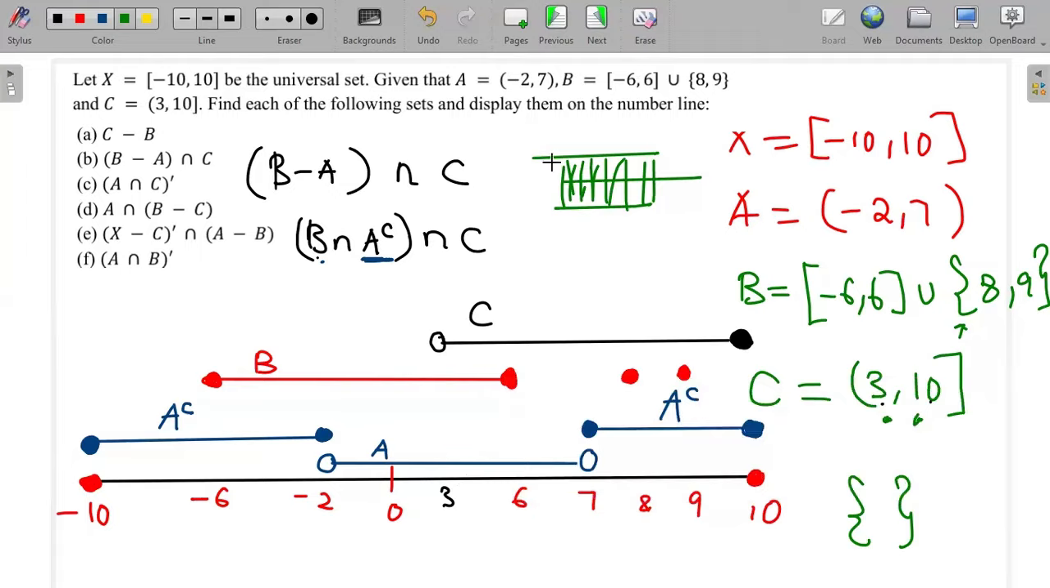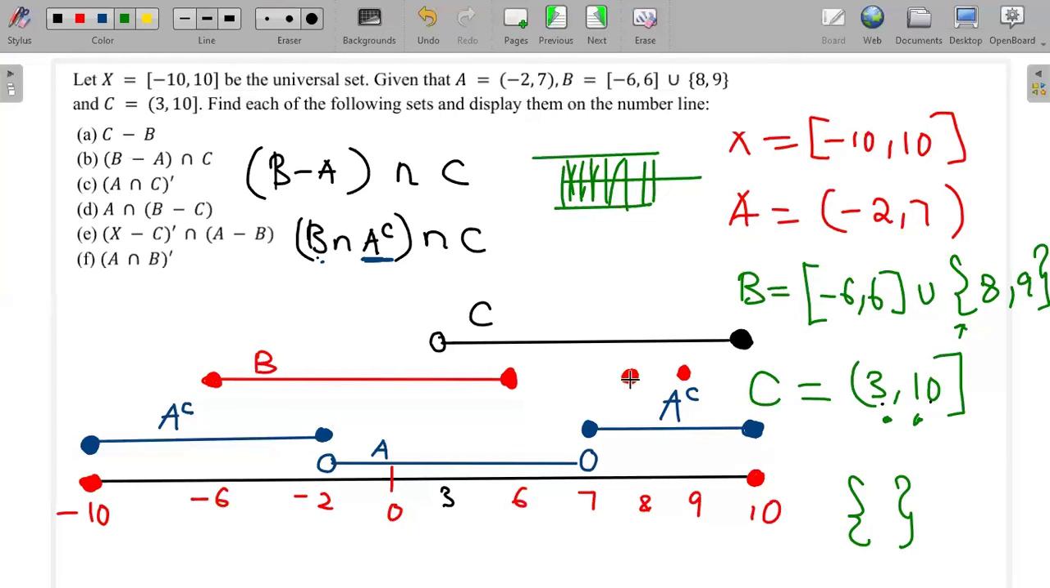It's not even overlapping. Maybe you can get the answer from the interval. So that's the answer, guys, 8 and 9.